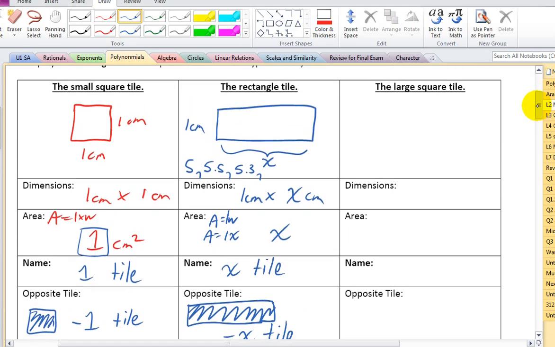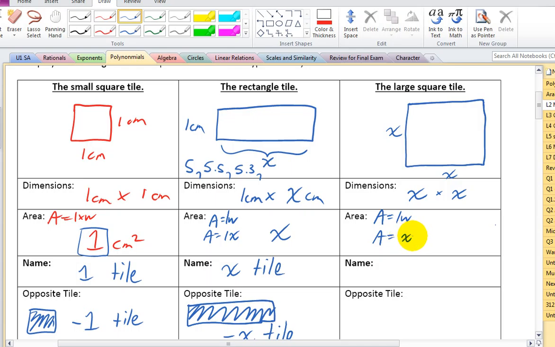Okay. What about the large square? What would be the dimensions of the large square now? See if you can use the other pieces to measure it. Are you guessing again? Oh, we got some brilliance up here. She measured it as X times X. That's the actual dimensions. It's an unknown length times an unknown length. So the area, again, length times width, for us it's X times X.